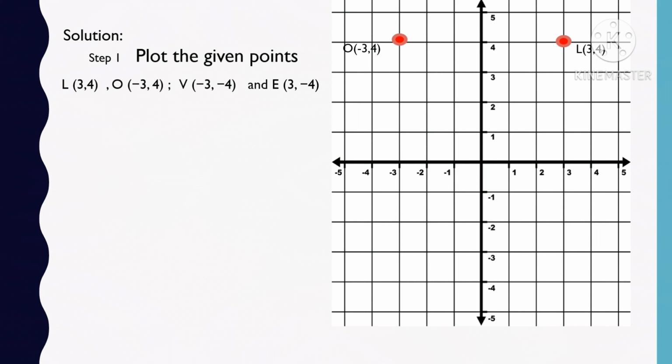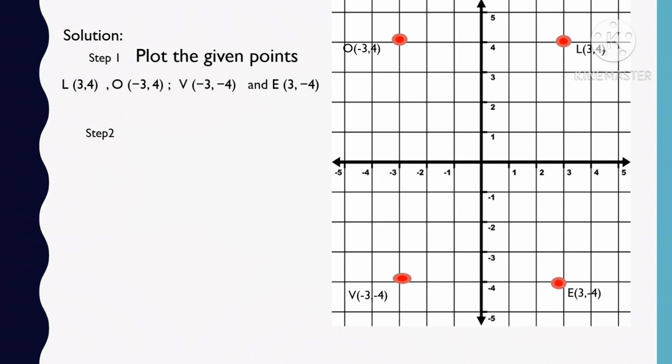Point V is negative 3, negative 4. Since both are negatives, it's in quadrant 3. Where is its location? If your location is here, then you're correct. And point E, with coordinates 3, negative 4, we have the location here, you're correct. E with coordinates 3, negative 4.